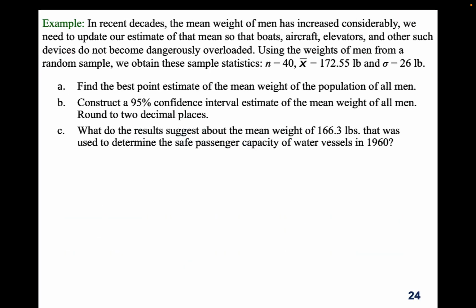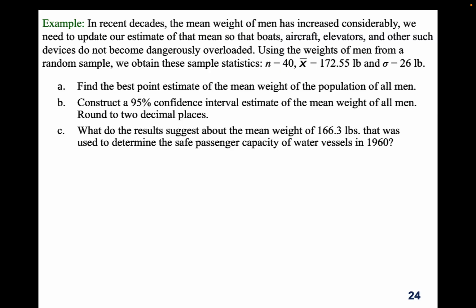In recent decades, the mean weight of men has increased considerably. We need to update our estimate of that mean so that boats, aircraft, elevators, and other such devices do not become dangerously overloaded. Using the weights of men from a random sample, we obtain these sample statistics. So we've got 40 again. We have a mean weight from that sample of 172.55. And check this out, we have sigma. So it's not the standard deviation from that sample. That's the population standard deviation we're given there.